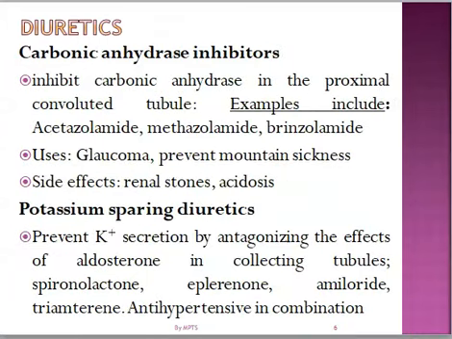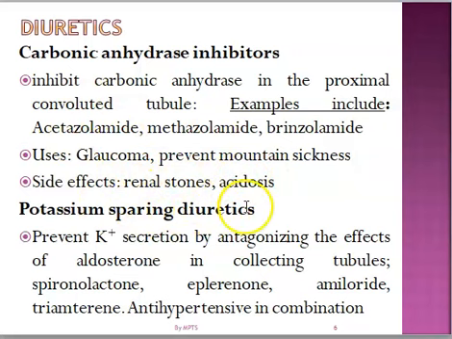Now the other diuretics we have are carbonic anhydrase inhibitors. They inhibit the carbonic anhydrase enzyme in the proximal convoluted tubule. I'm sure you are aware what happens when we inhibit this enzyme. Now the examples include acetazolamide and methazolamide. Of course, they are used in glaucoma and in prevention of mountain sickness. I'm sure you have very many examples. Side effects, briefly, we have renal stones and acidosis.